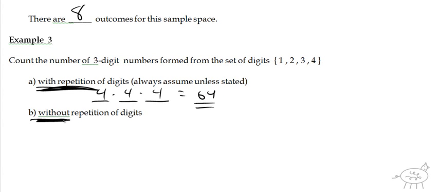Now, we're going to do it without repetition. So let's check this out. Okay, the first blank, I can put 1, 2, 3, or 4. The second blank, I can't put 1, 2, 3, or 4 because I used one of the numbers. No repetition, so I only have 3 numbers to put in there. I used one of the numbers again, so I can only put 2 numbers in there. Okay, because I'm using one number. It's without repetition. If I multiply that out, I get 24.